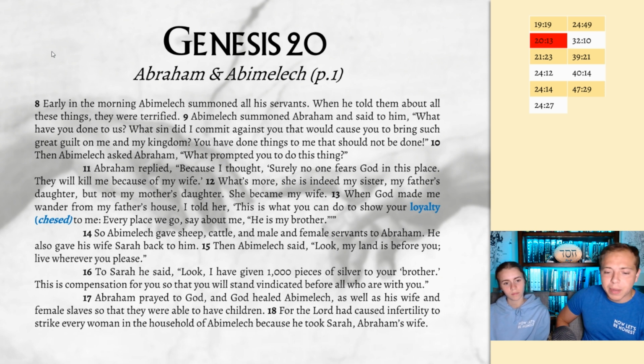So Abimelech gave sheep, cattle, and male and female servants to Abraham. He also gave his wife Sarah back to him. Then Abimelech said, look, my land is before you. Live wherever you please. To Sarah he said, look, I have given 1,000 pieces of silver to your brother. This is compensation for you, so that you will stand vindicated before all who are with you.